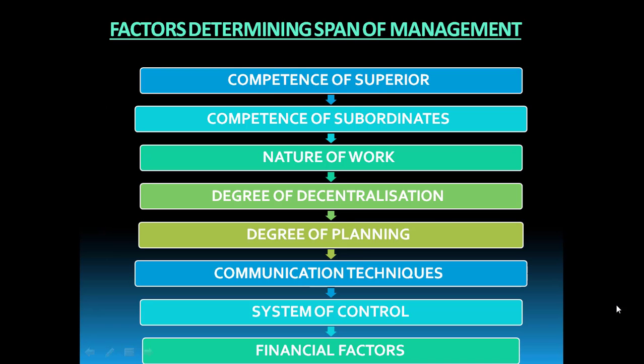Now, what should be the span of management or span of control in an organization? How can this be decided? There are several factors on which the span of control or span of management used in an organization depends. And these factors are competence of superior, where competence means capability, capability of subordinates, nature of work, degree of decentralization, degree of planning, communication technique, system of control, and financial factors. So let's discuss these one by one.